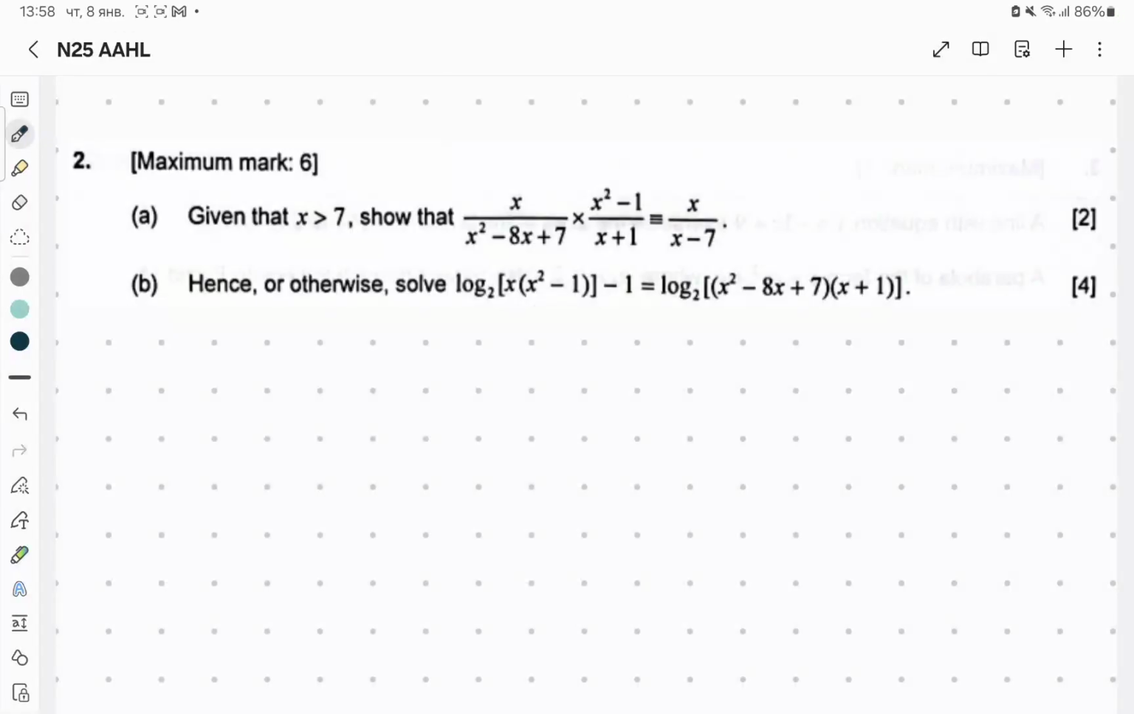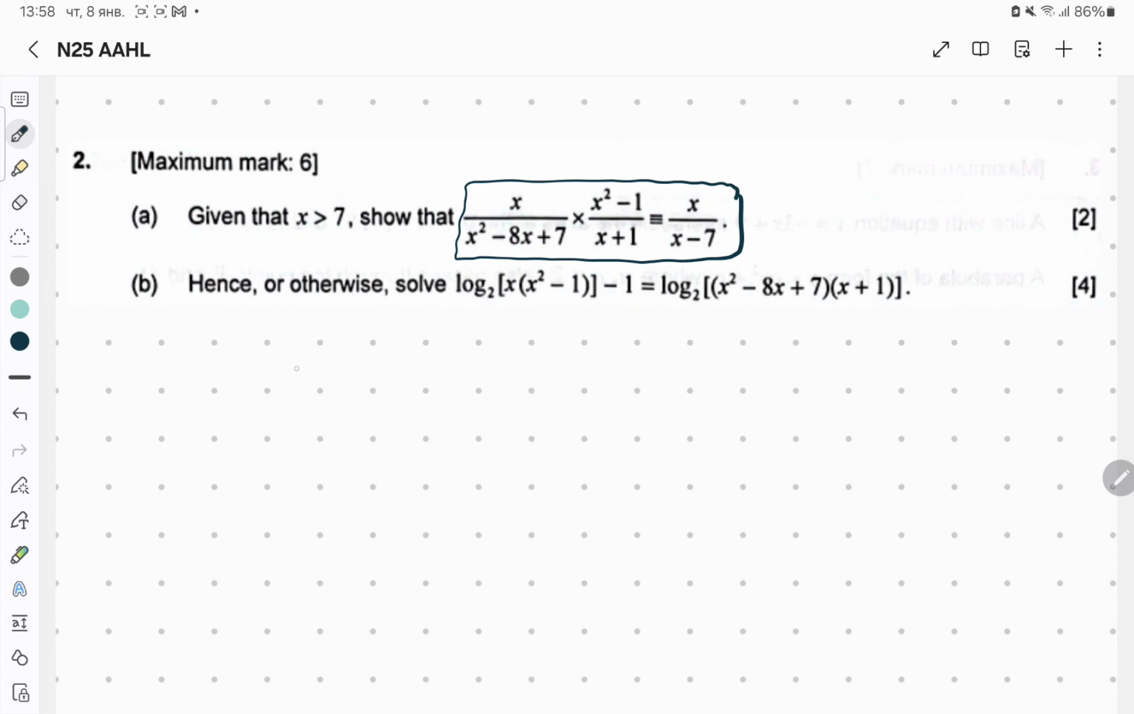In this video we are considering question number 2 of the November 2025 Analysis and Approaches High Level Paper 1. Okay, let's consider this question number 2. It's about logarithms, 6 marks total, 2 parts. Part A: given that x is more than 0, show that this identity is true. It means that the left side could be modified to the right hand side.